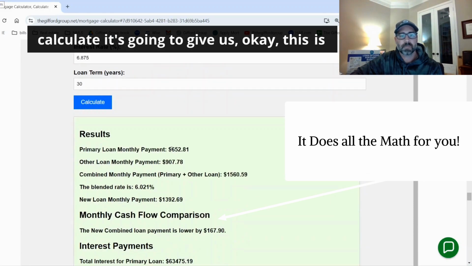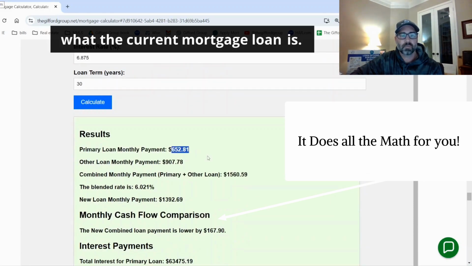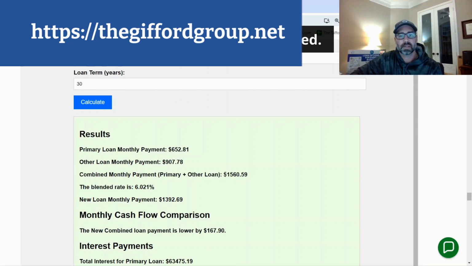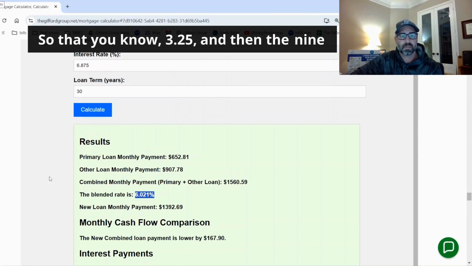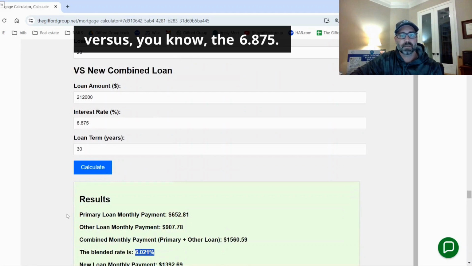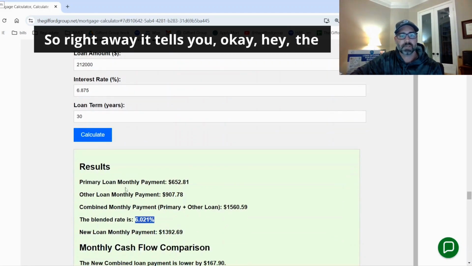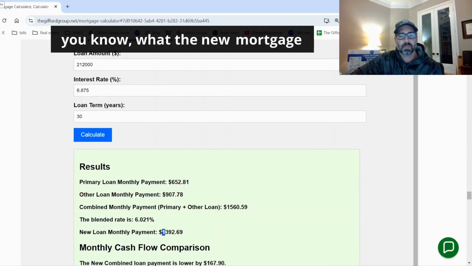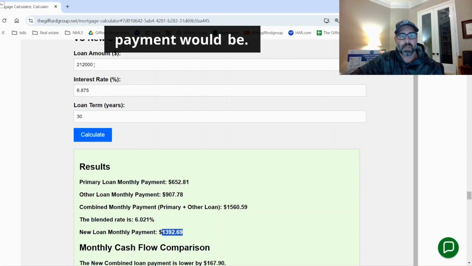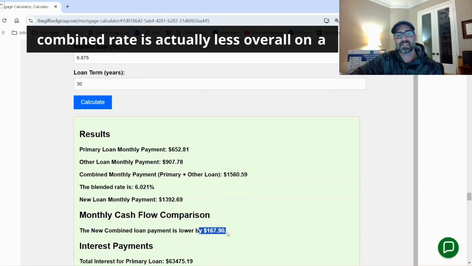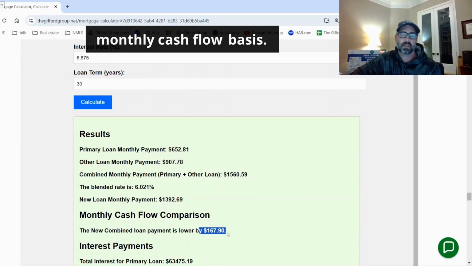It's going to give us, okay, this is what the current mortgage loan is. This is what the HELOC, or the second loan, would be. And then these are those two combined. Here's our blended rate of those two interest rates, the 3.25 and the 9 and change there, versus the 6.875. So right away it tells you, hey, the blended rate's better, but it also tells you what the new mortgage payment would be, even though you're borrowing more. And we can see that the new combined rate is actually less overall on a monthly cash flow basis.